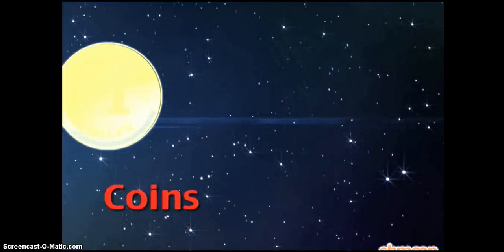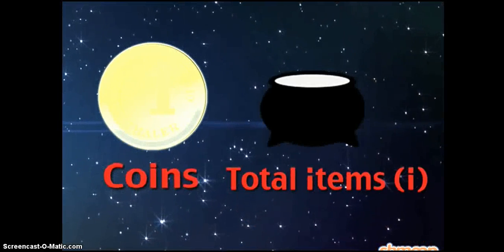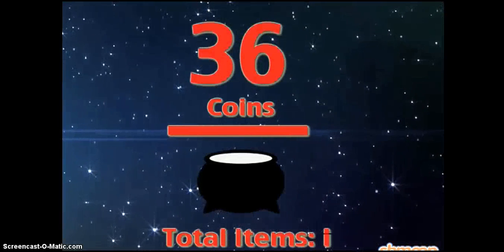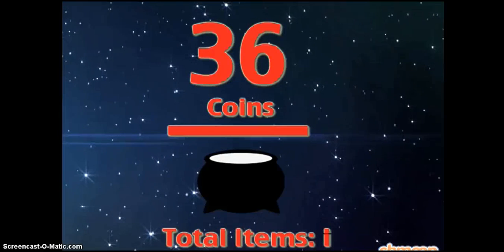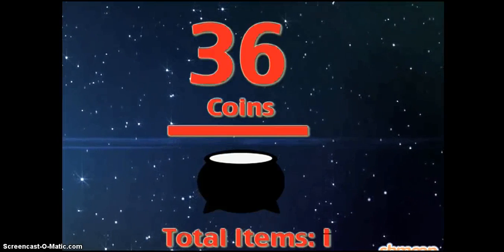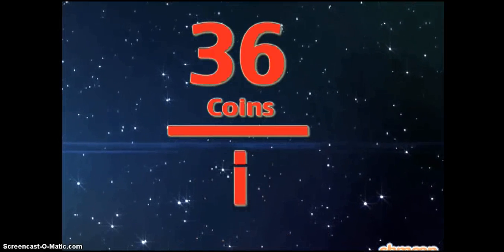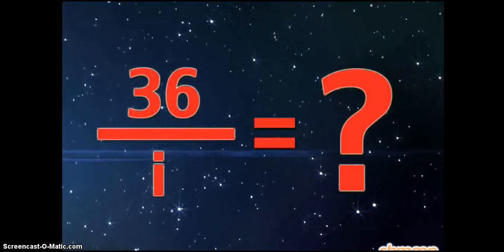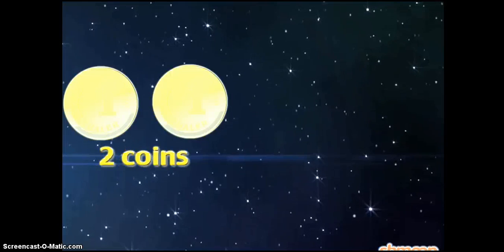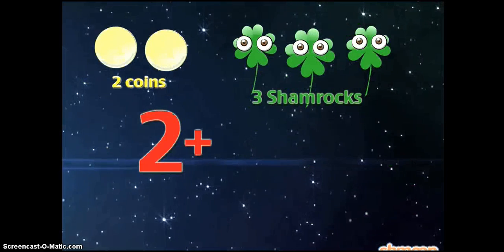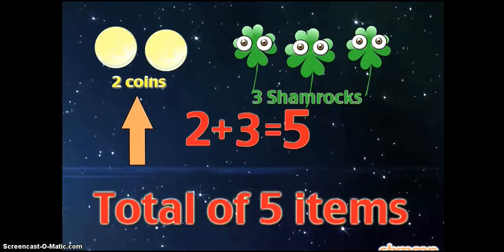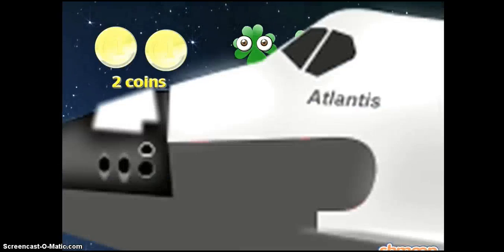Now let's set up our ratios as coins to total items. We can also write that as a fraction. The number of coins is 36, so coins over total items is the same as 36 over I. Now let's set up an equivalent ratio for coins to total items. We have 2 coins to every 3 shamrocks, giving us a total of 5 items. So we know that 2 out of every 5 items are coins.